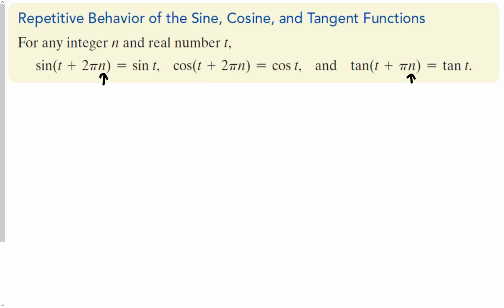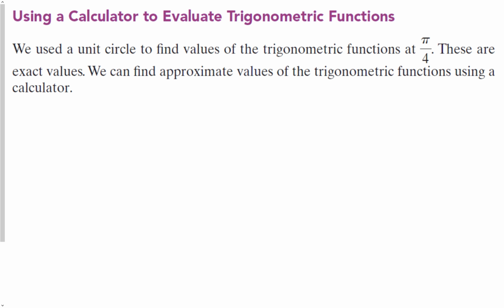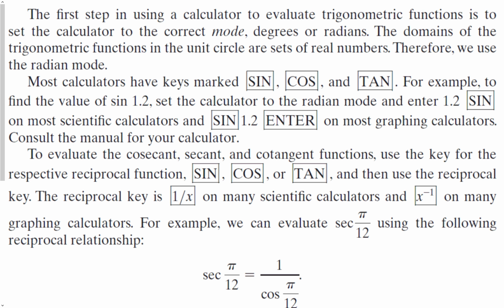All right, last thing, calculator. Okay, so we use this unit circle to find values of trig functions at pi over 4, because these are common. These are exact values, right? The square root of 2 over 2. I don't evaluate that. I use the exact value. You can find approximate values for trig functions by using a calculator.